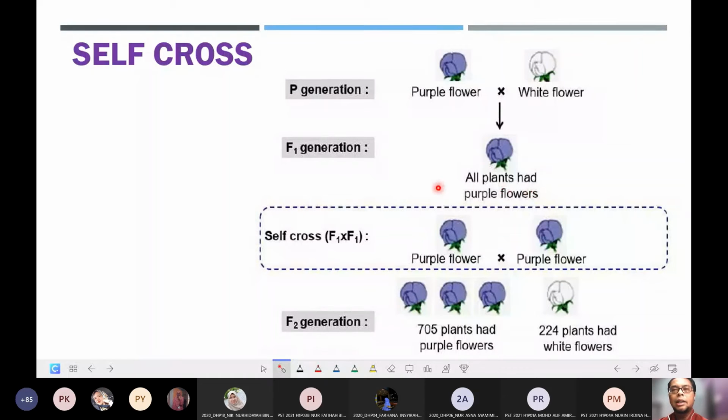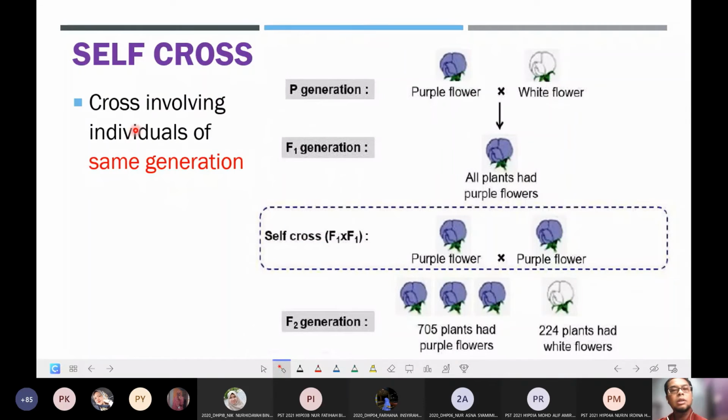Okay, but in genetic studies, usually we will continue to do another cross, in which we will take one individual from this generation and we will cross with another individual of the same generation. So what we are doing actually will be this self-cross. This is a special type of crossing in which we call it as the self-cross. So what is a self-cross? A self-cross is a cross that involves individuals of the same generation. As you can see, we cross individuals from this F1 generation. So the symbol will be F1 crossed with F1.